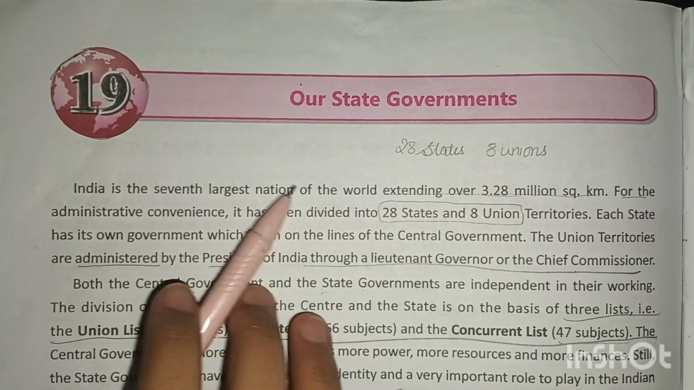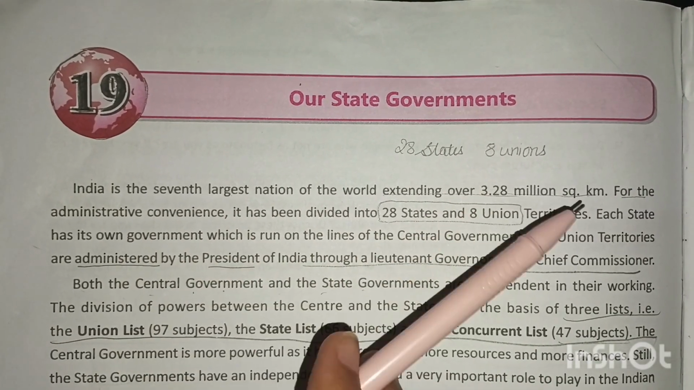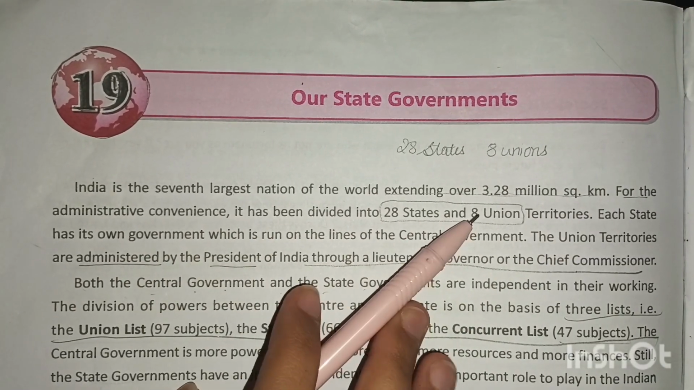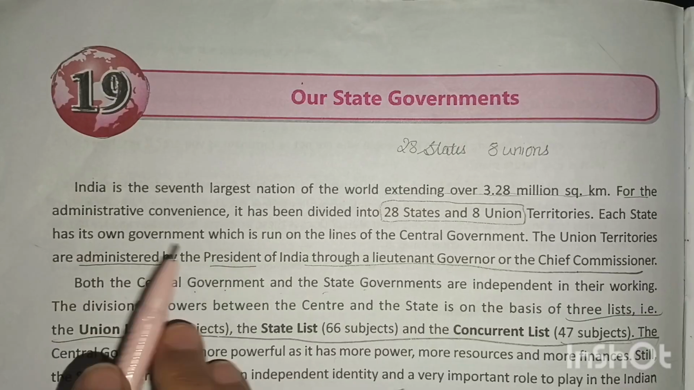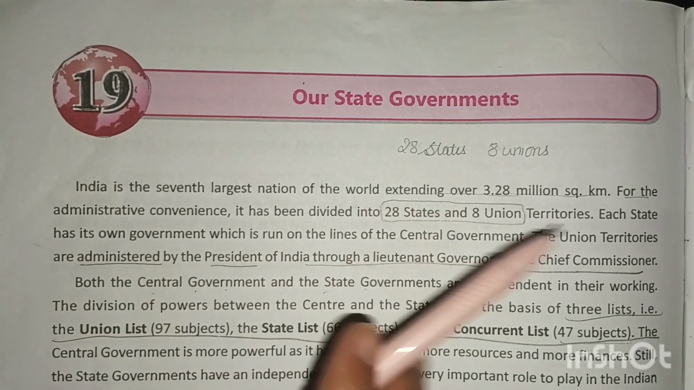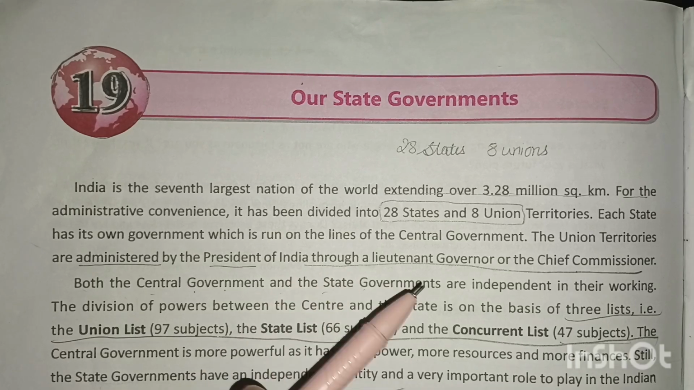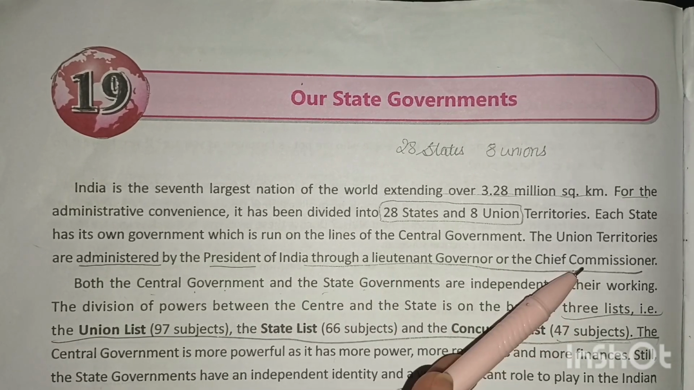India is the largest nation of the world, extending over 3.28 million square kilometers. For administrative convenience, it has been divided into 28 states and 8 union territories. Each state has its own government, which is run on the lines of the central government. The union territories are administered by the President of India through a lieutenant governor or a chief commissioner.